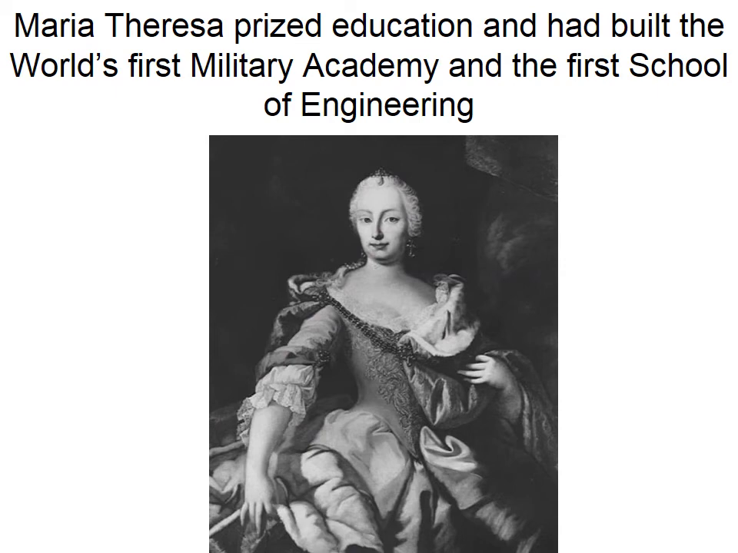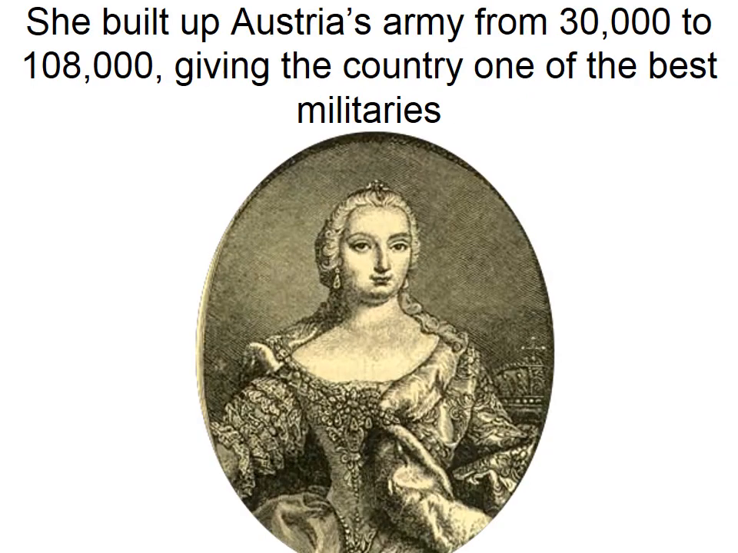So let's talk a little bit about Maria Theresa and her character as an absolute monarch. One of the things that she highly, highly valued was education. And so she is known to have built the first military academy in Austria and also the world's first school of engineering. So something she definitely could be proud of. She also built up the army from about 30,000 to over 108,000. And so it was under her rule that Austria had one of the best militaries. And she needed to do that, especially if she was going to be able to stand up against Frederick.